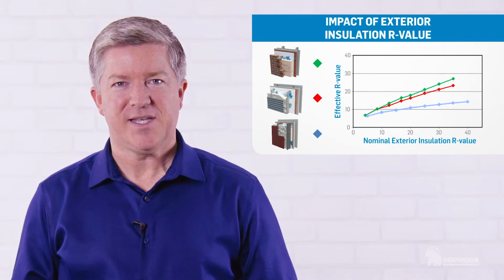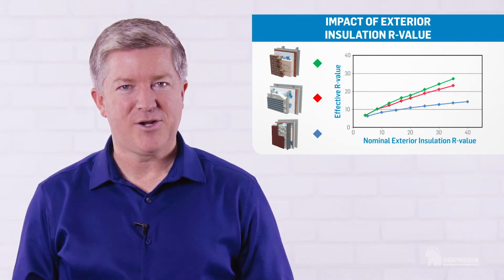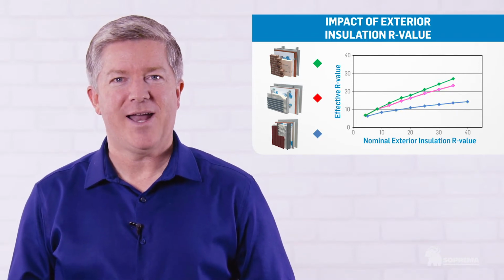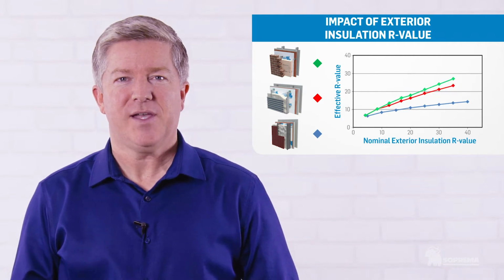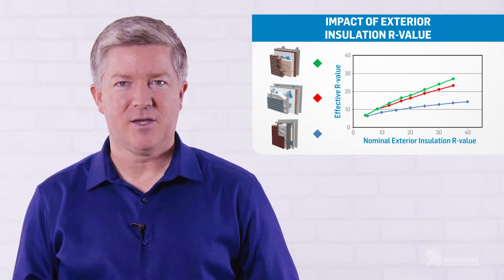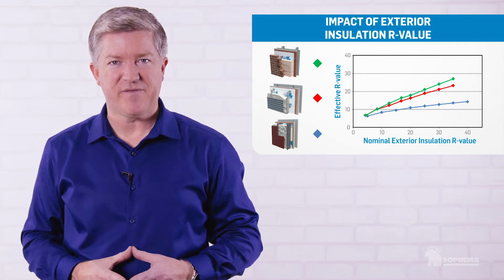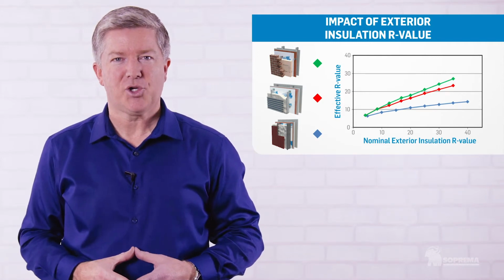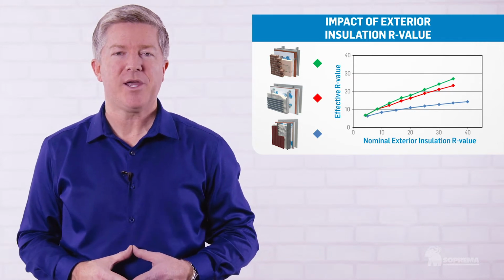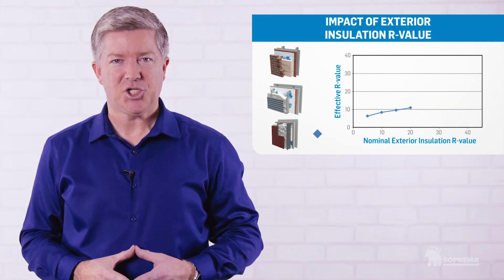The blue curve is the assembly with Z-girts, the red curve is the assembly with rail and clips, and the green curve is the assembly using brick ties. For a given nominal exterior insulation R value, say R25, it can be seen that the contribution of thermal bridges is much greater than that of the amount of insulation used.